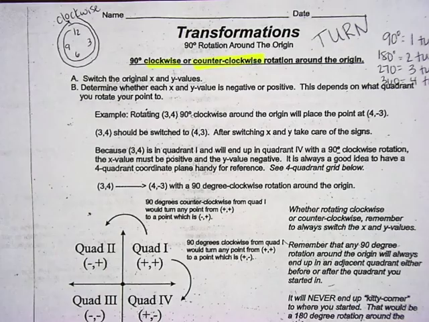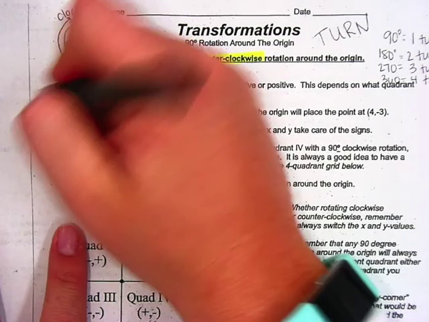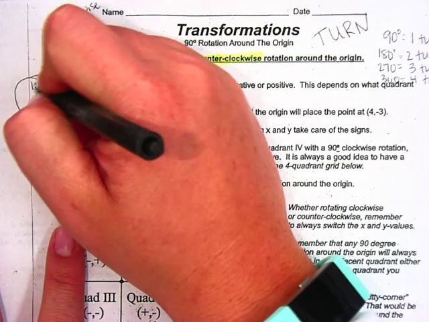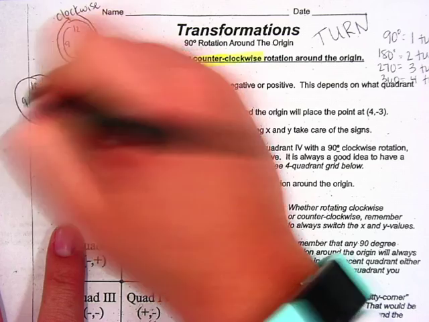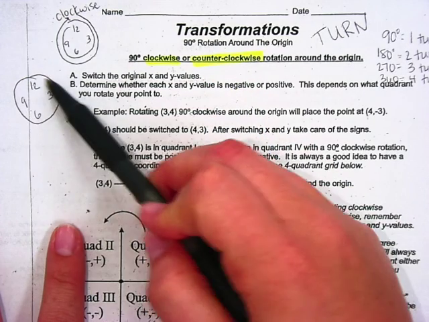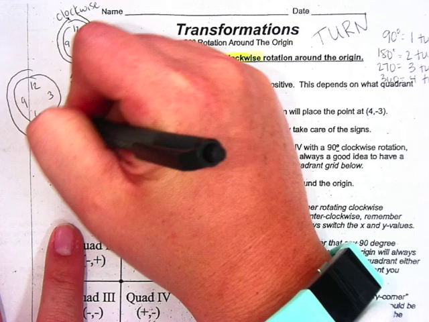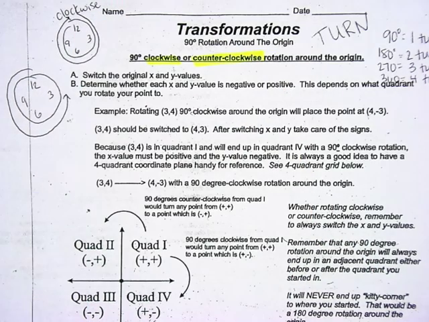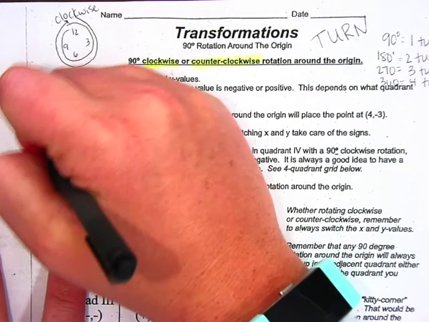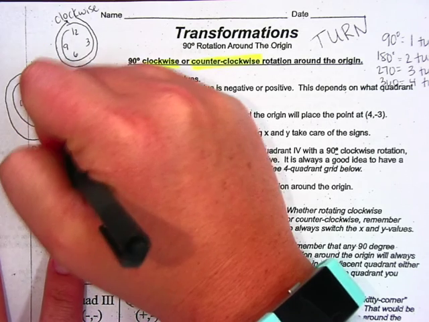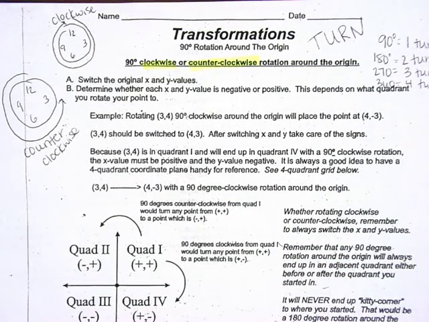So counterclockwise would be the opposite. So again, you still kind of think about the clock, but instead of going down and following the numbers in order, you're going to go backwards and kind of work your way from the top back down and around. So that's going to be your counterclockwise. So that does make a big difference in which direction you're going to go.